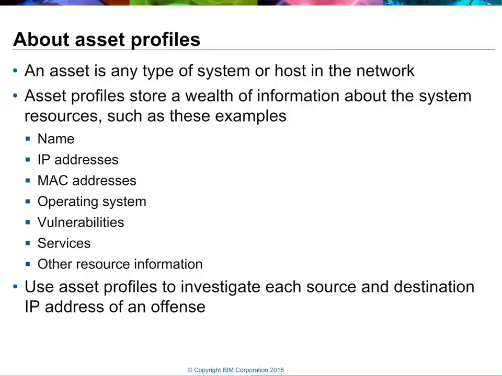Asset profiles, which QRadar will create when it detects a new asset in the environment, contain information about these systems, such as perhaps a name resolved from DNS, IP addresses, perhaps even physical MAC addresses, as well as what operating system and what potentially vulnerabilities may be associated with that system. These asset profiles are used throughout the product. For instance, when we're investigating an offense, we can pull up an asset record of an internal system and discover whether or not it has a particular port open which may be compromising the system.